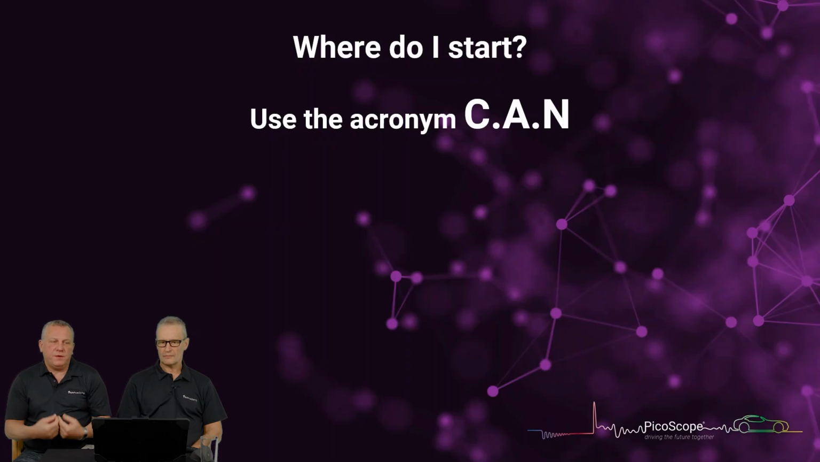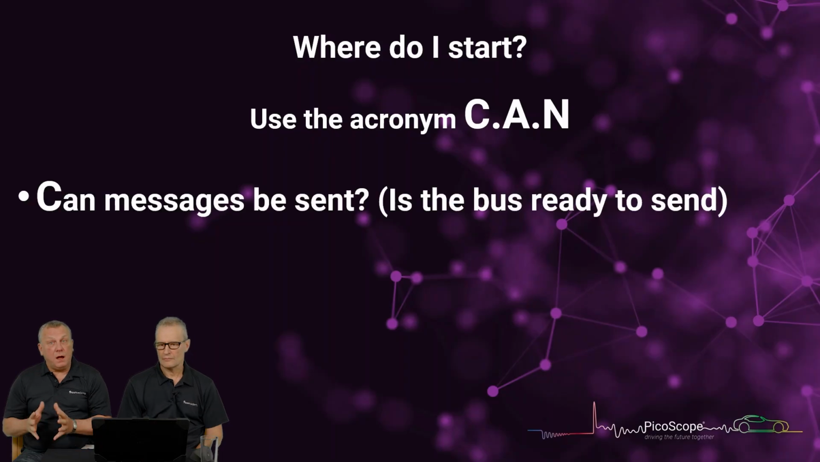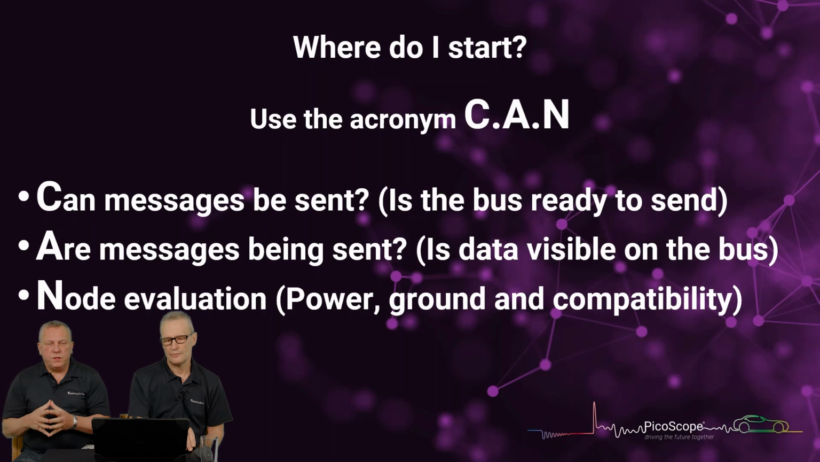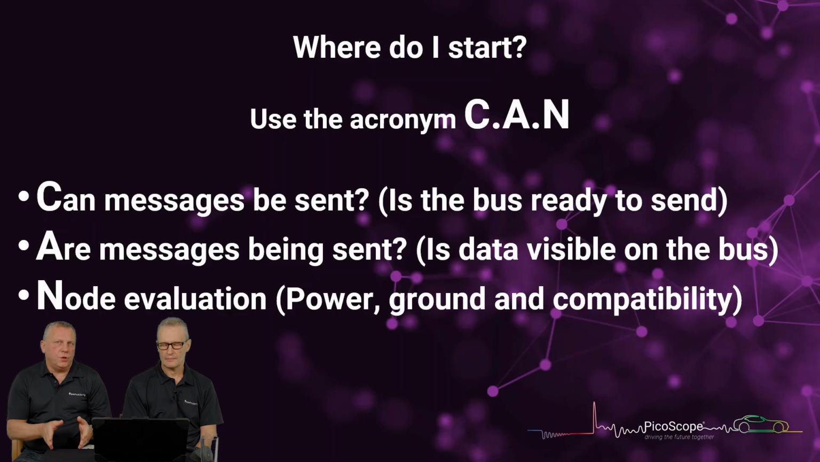When you're faced with a network fault, you've got a 3-step process, which is establishing whether or not CAN messages can be sent. Is the bus ready to send? Are messages being sent? Is data visible on the bus? And then node evaluation: your power, grounds and compatibility of that module, node or ECU on the network. And obviously it fits quite nicely with the CAN bus, having C.A.N as your network acronym to remind you how to establish a process for diagnosing network faults.